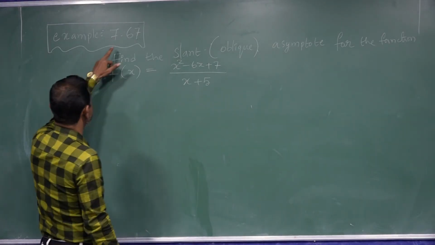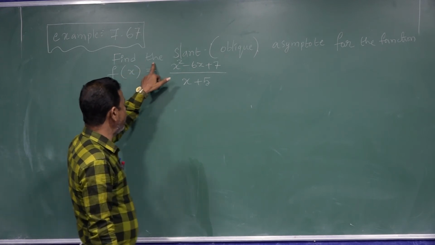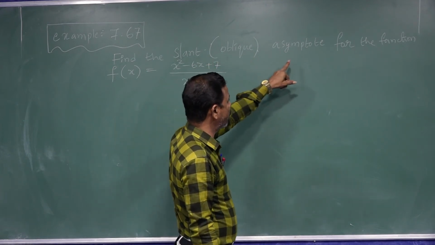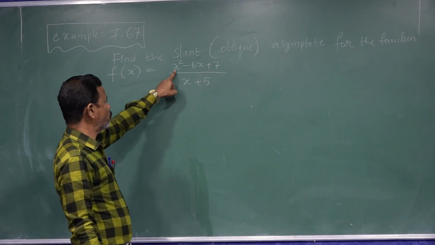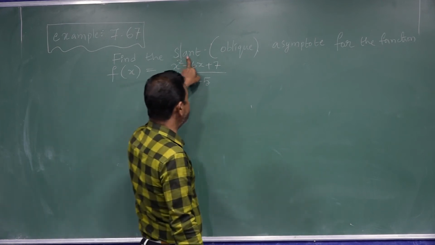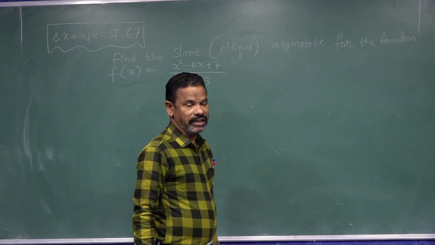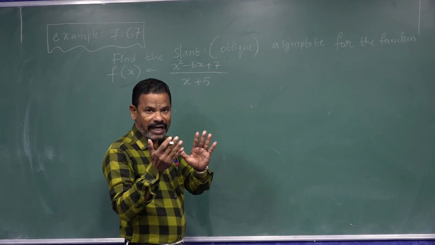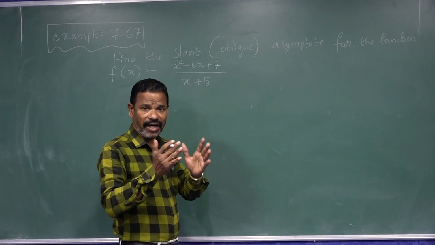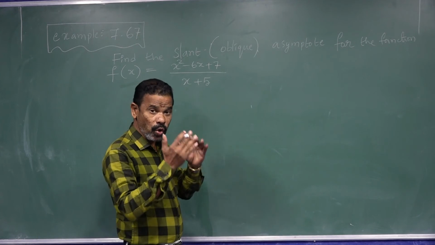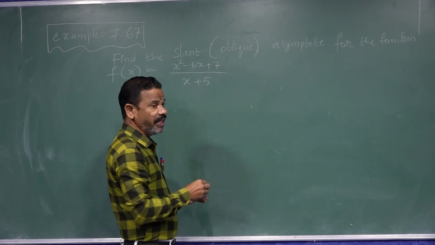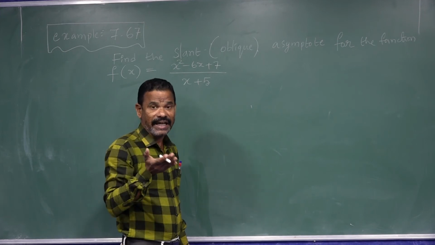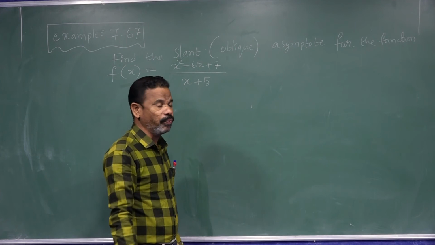Example 7.67. The question: find the slant, or oblique, asymptote for the function f of x equals x square minus 6x plus 7 by x plus 5. An asymptote is nothing but a line. A slant asymptote is a line with some inclination, some angle theta, having a slope. So the slant asymptote is in the form y equals mx plus c.